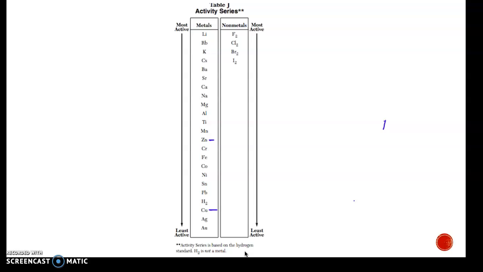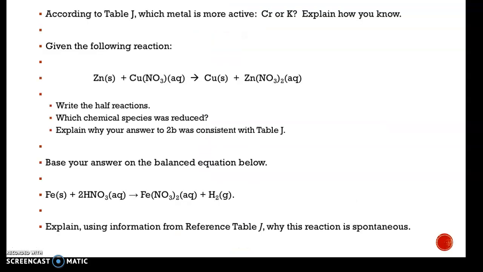So last time we met, we talked about Table J, the activity series. Just a little recap: the higher the element is on Table J, the more active it is. The lower the element is, the less active it is. Really simple. Also, remember once again that H2, hydrogen, is not a metal, even though it is on the metal list.